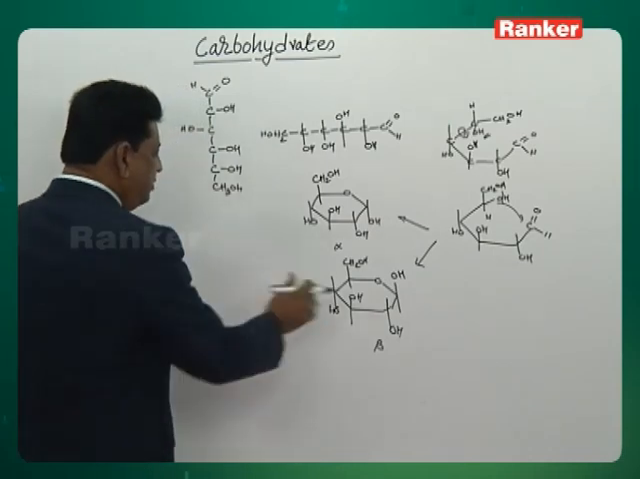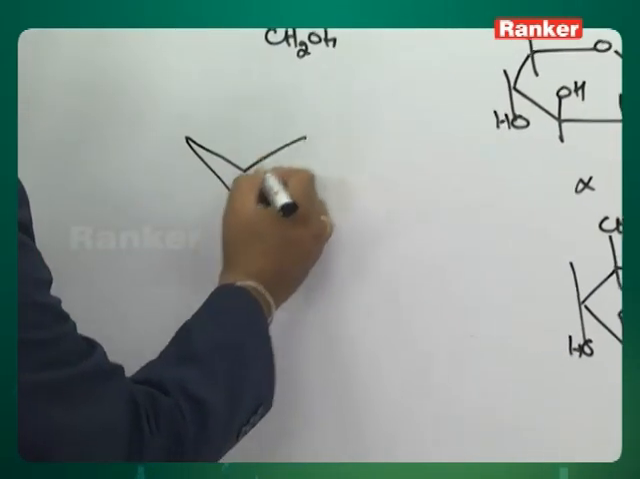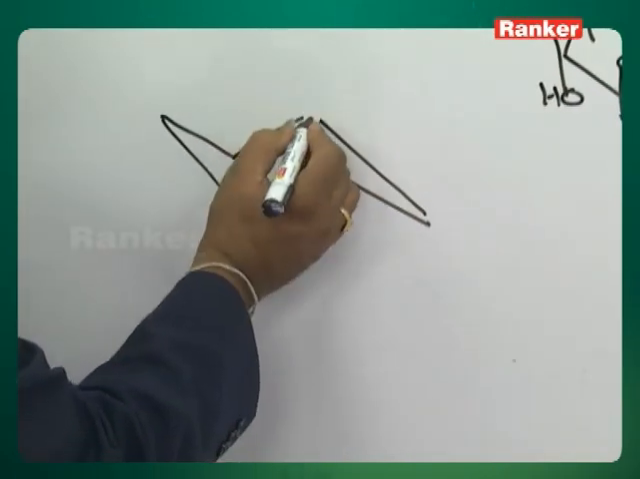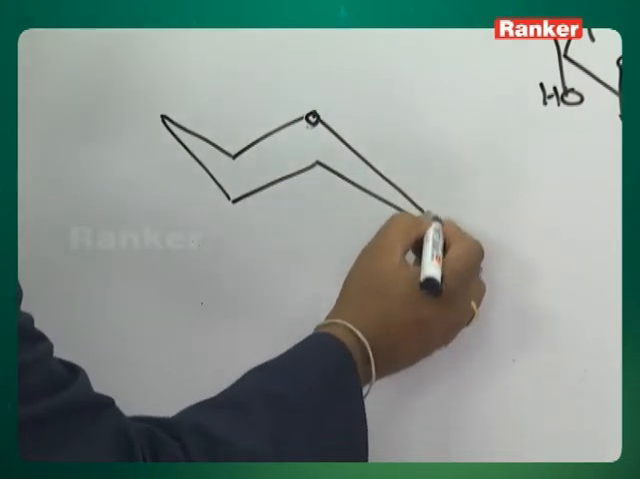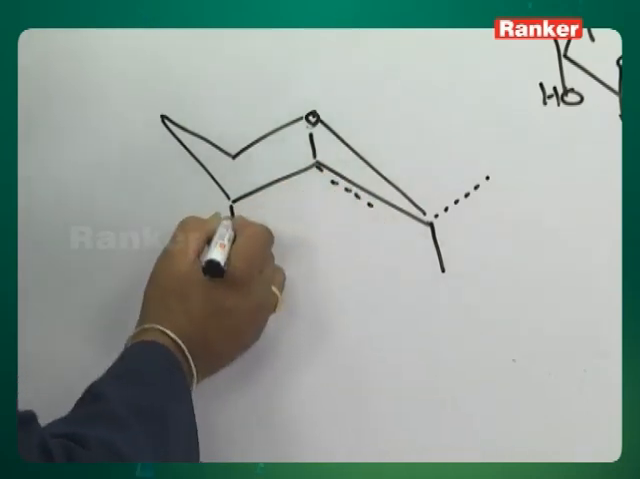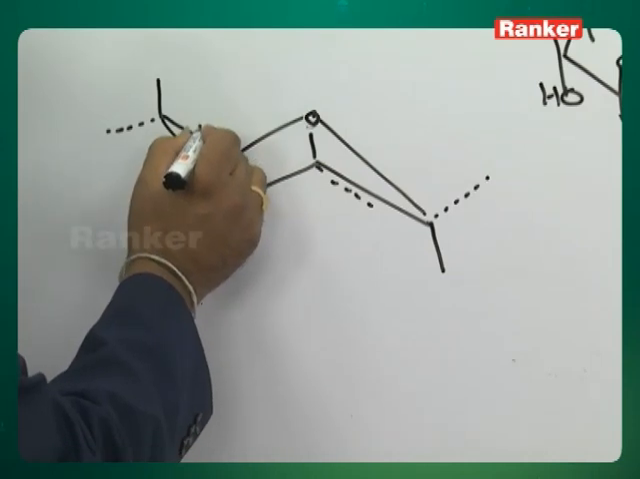If you transfer this beta glucose into the conformational model, if you write, you have an oxygen here at the fifth position. Here we have one axial, one equatorial, axial, equatorial, axial, equatorial, axial, equatorial, axial and the equatorial.